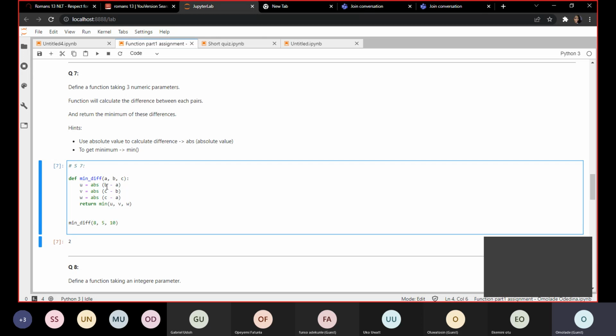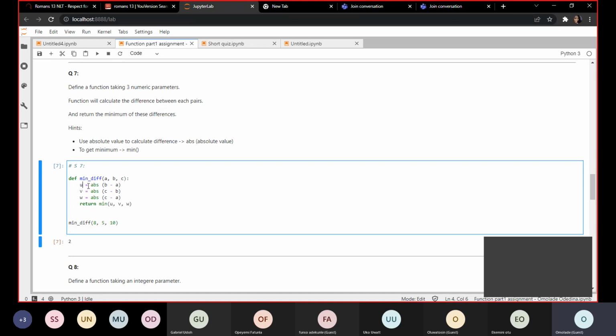So that's why we're using the absolute value, because if we say A minus B and B minus A, like in this example here, 8 minus 5 is 3, 5 minus 8 is minus 3. They are not the same thing. So we just say, okay, let's get the absolute value. If we do A minus B, we'll get 3. If we do B minus A, we'll still get 3. If we do B minus C, we'll get the number. If we do C minus B, we'll get the number. That's why we are using the absolute value, so that all integers are returned as positive integers.